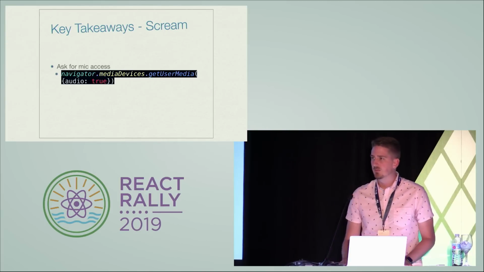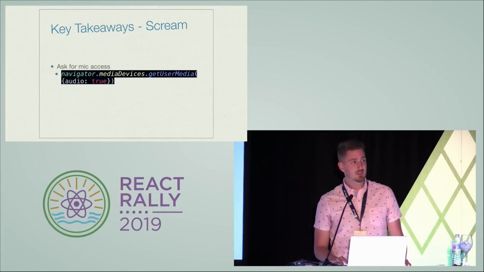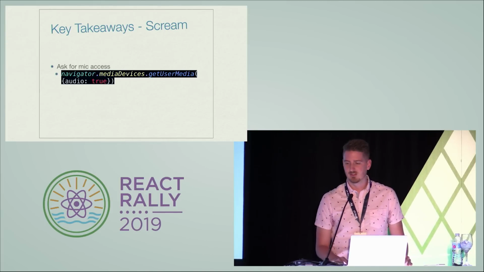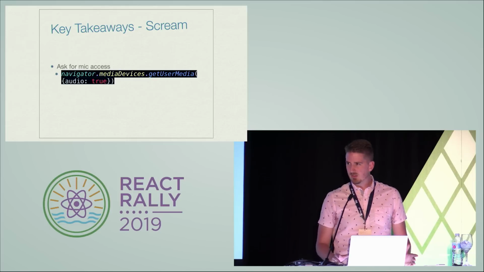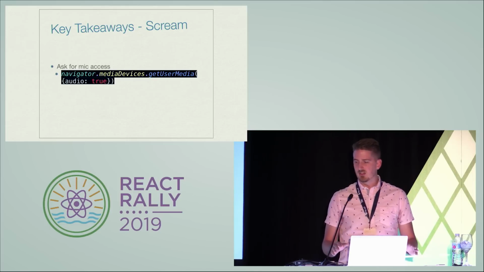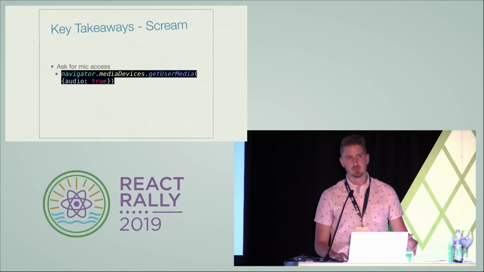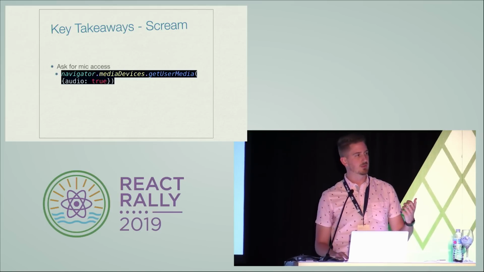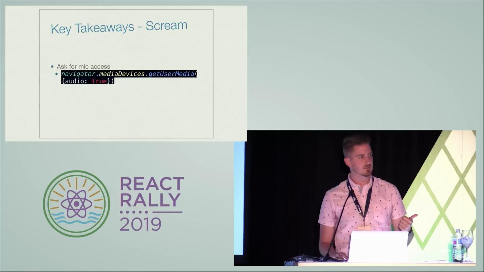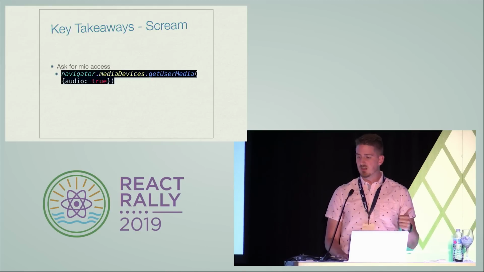But with that said, let's talk about some key takeaways. The first thing we're going to have to do is ask for microphone access. And that's actually pretty simple. It's built into the browser, and you just say getUserMedia, audio true, and the browser goes through the process of asking for microphone access and permissions and stuff like that. And if you succeed, then you can move on.